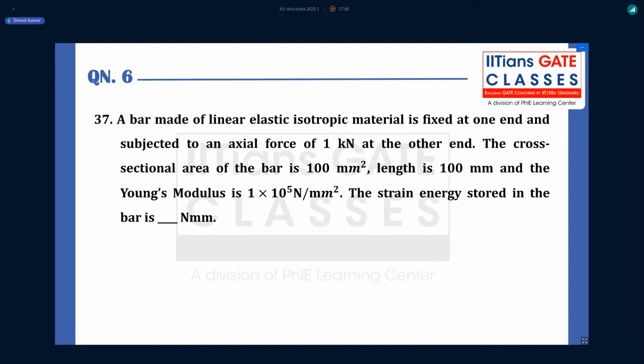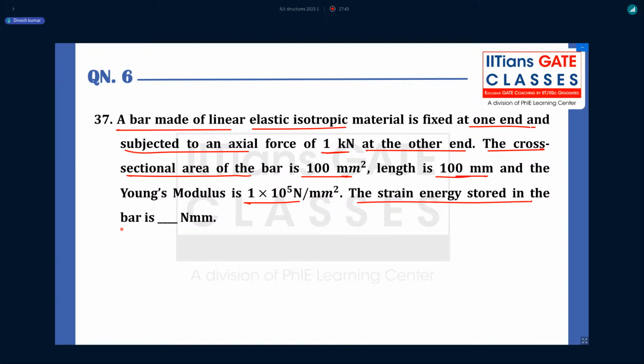What does it say? Now it is a 2-mark question. Till now, the first 5 questions were for 1 mark. So what does it say? A bar made of linear elastic isotropic material is fixed at one end and subjected to an axial force of 1 kilonewton at the other end. The cross-sectional area of the bar is 100 mm square, length is 100 mm, and Young's modulus is 1 into 10 to the power 5 Newton per mm square. The strain energy stored in the bar is.